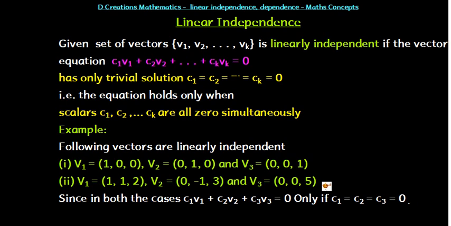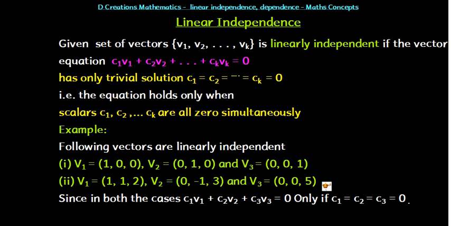Let us try to see some examples. If you consider a set of vectors (1, 0, 0), (0, 1, 0), (0, 0, 1), you will realize that if you try out its linear combination, it will be 0 only if all the scalars are 0 simultaneously.